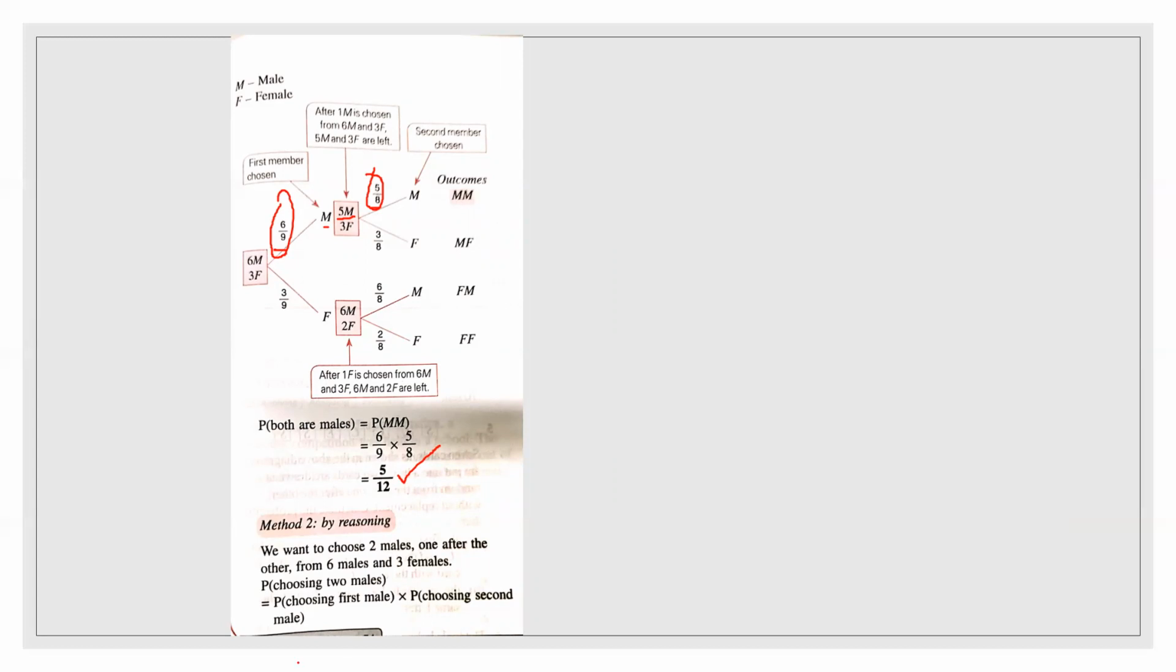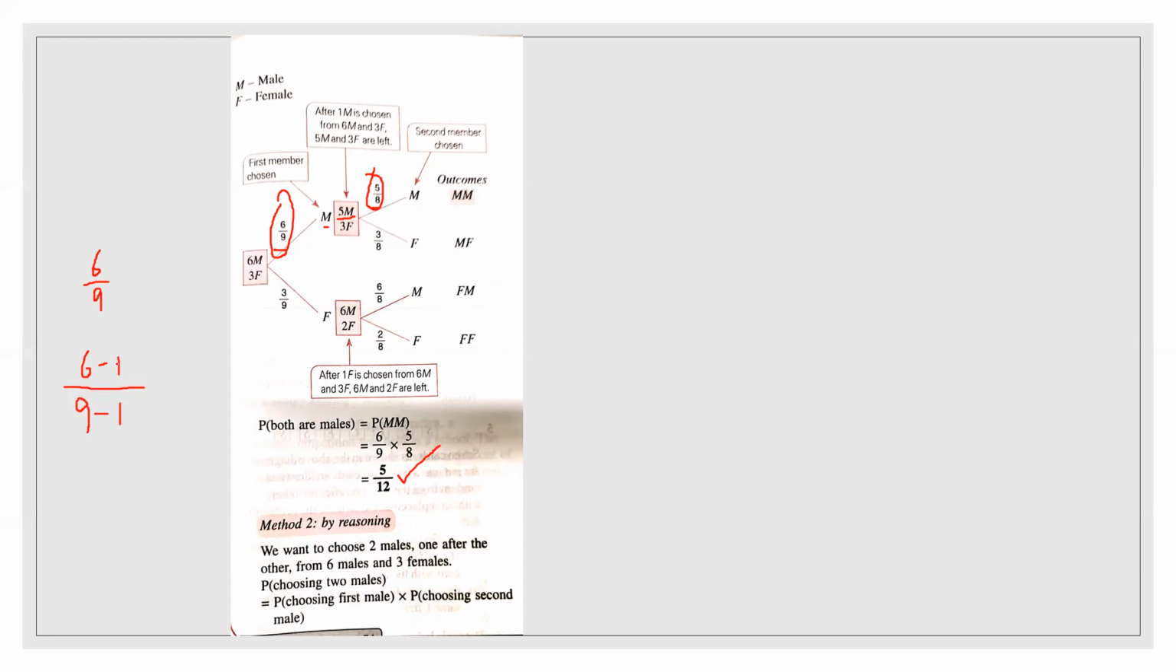Okay, or you can do it by reasoning. We want to choose 2 males, one after the other, from 6 males and 3 females. So the probability of choosing 2 males is the probability of choosing the first male, and then the probability of choosing the second male. The first male is 6/9. The second male is (6 minus 1) over (9 minus 1).